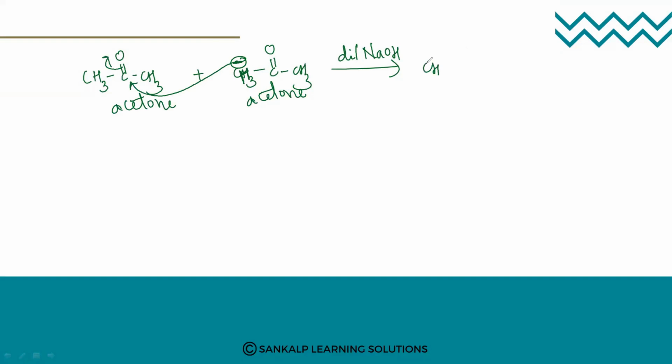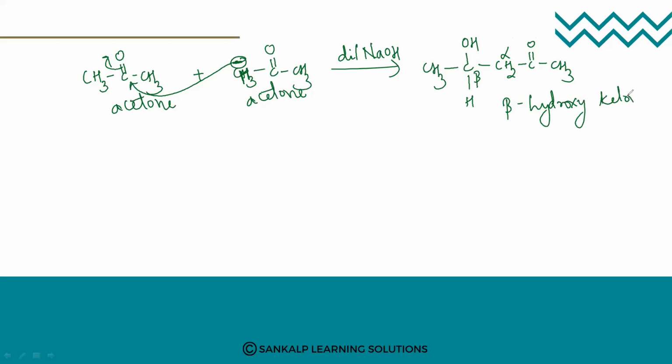So this will be CH3, C, O, H, and this will be CH2, C double bond O, CH3. Understood? This is alpha, this is beta. So it is a beta hydroxy ketone.